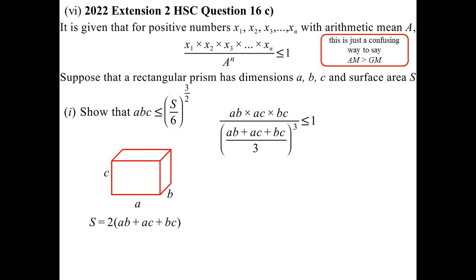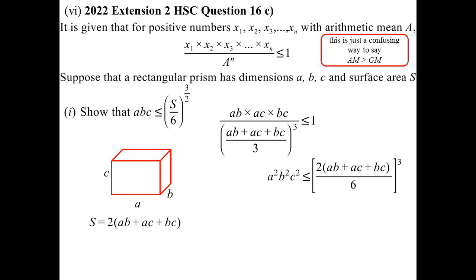Okay. Well, AB times AC times BC, using their lovely way they have written theirs, over the arithmetic mean over 3 cubed, because I've got 3 things, would be less than or equal to 1. Thanks for really making this feel difficult. But essentially it's arithmetic mean, geometric mean, but okay, I'm using what they gave. Okay. Well, that's ugly. We don't like fractions on fractions. And a squared, b squared, c squared. Okay, that's what we've ended up with.